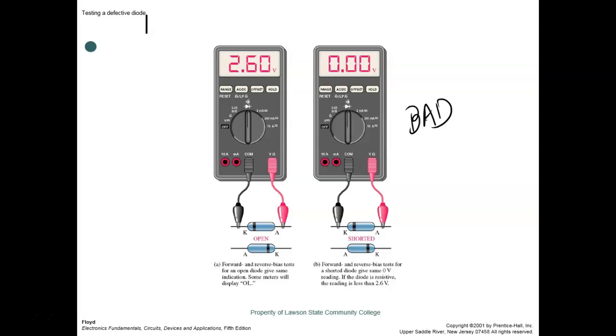Yeah, it's not supposed to be 2.6 volts. It might not be 0.7 because it might be your germanium diode, but it's still not going to show 2.6 volts when it's forward biased, right? You understand that?